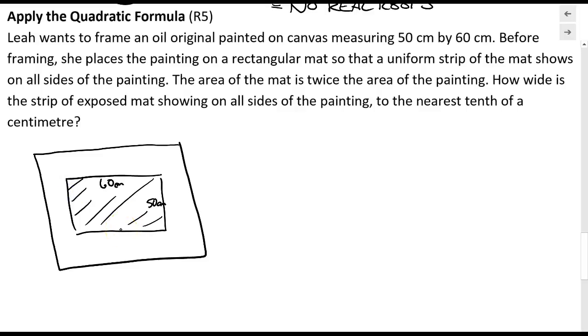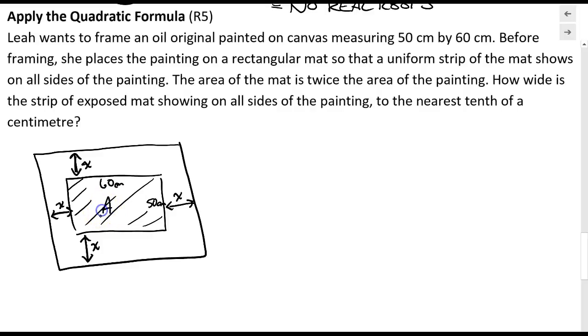It's very modern, diagonal lines, and she's placed it on a mat so that there is equal distance from all edges. So we don't know what that distance is, but no matter which edge we're going from, it's going to be the same. So that's what lets me assign those x's there. I don't know what it is, but it's the same in all directions. The area of the mat is twice the area of the painting.